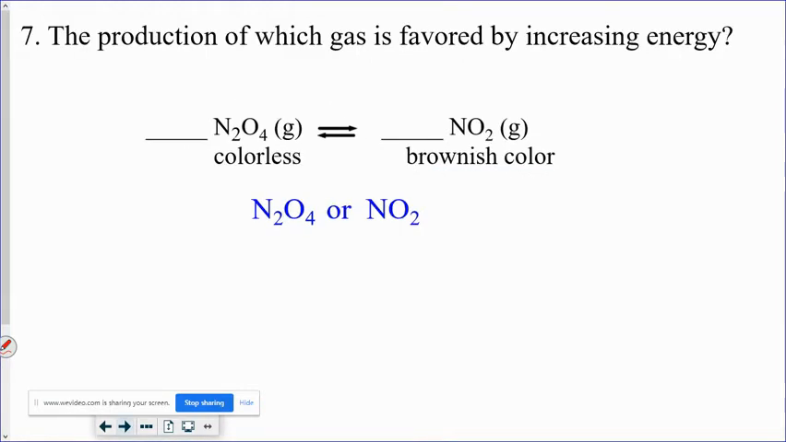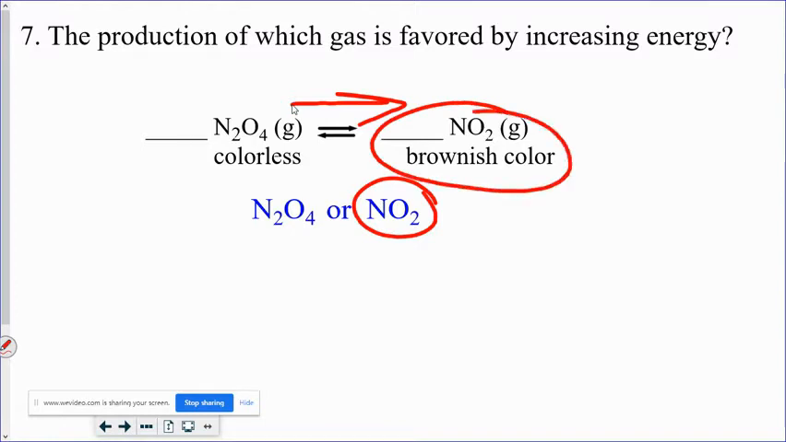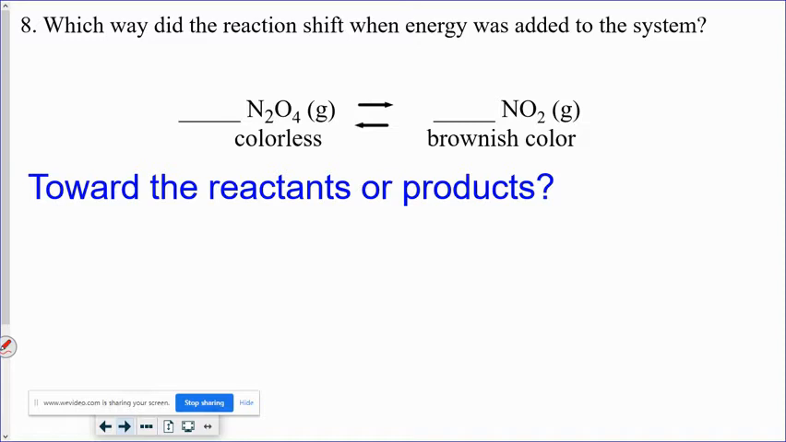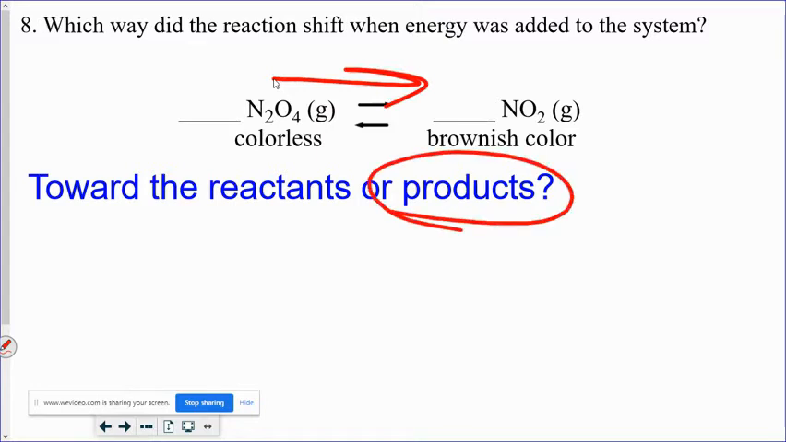The production of gas is favored by the heating, or increasing energy. So when we say favor, we mean a bigger arrow, and this would be our answer. When we heat it up, it does in fact get more brown in color. So nitrogen dioxide is favored when we increase the energy. Which way did the reaction shift when energy was added? It shifted that direction, or towards the products. How do we know that? We got more of the nitrogen dioxide, which is brownish in color. The test tube got darker in color.